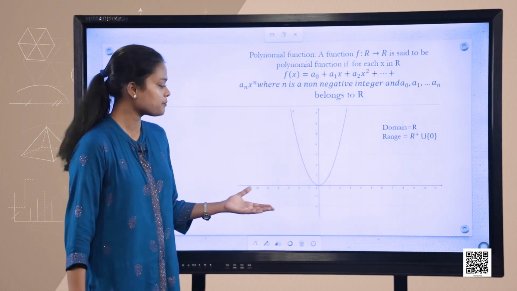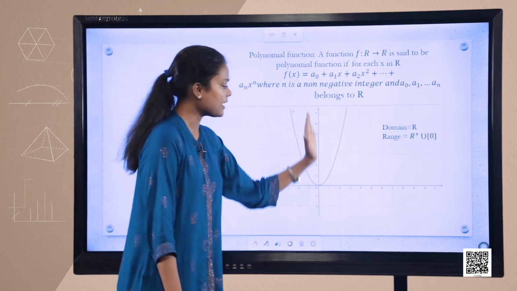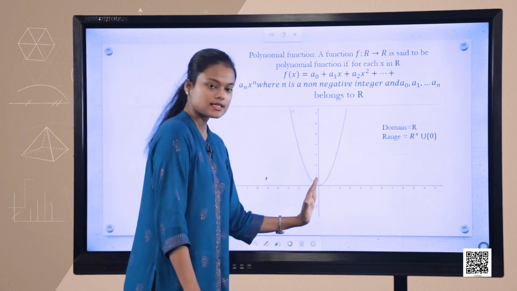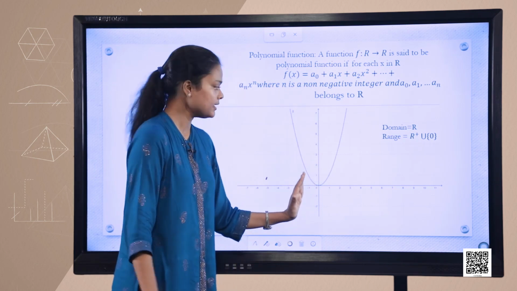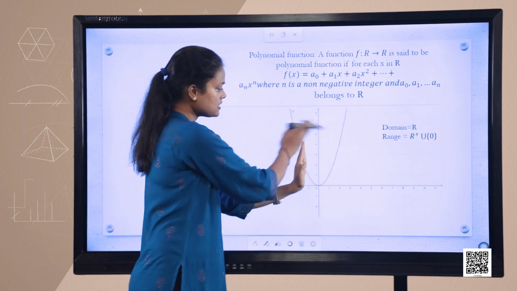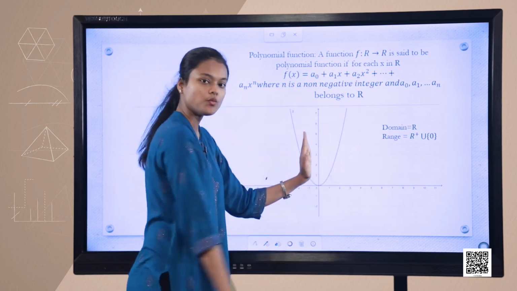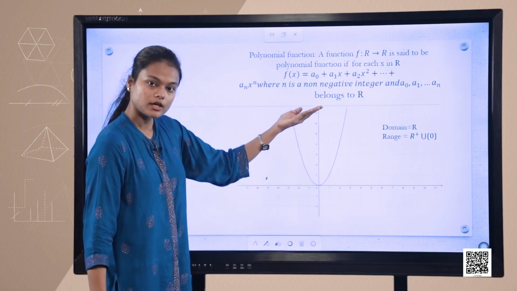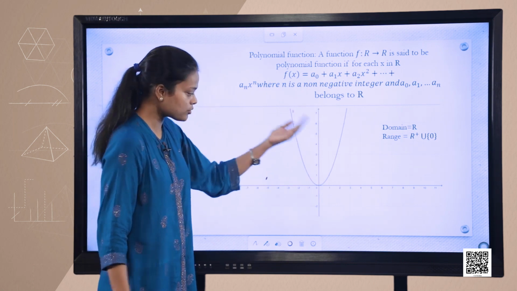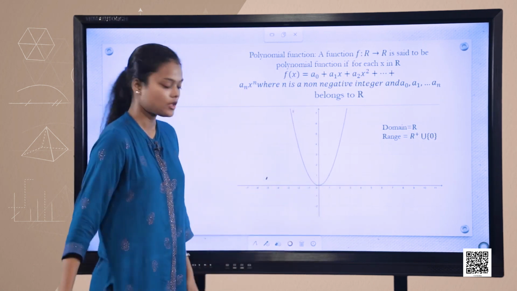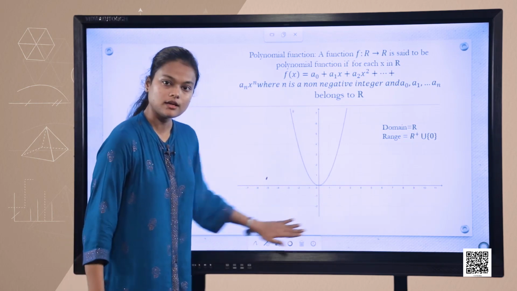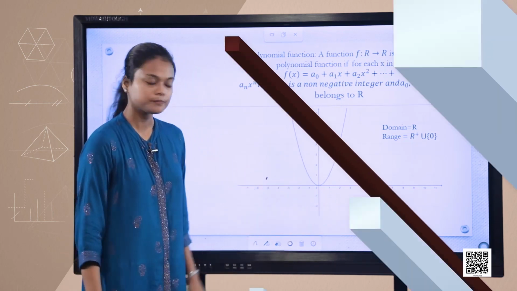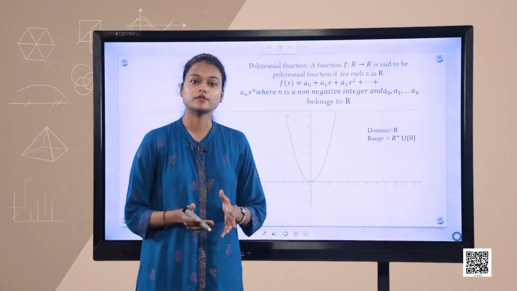Graph is like this, where you can see that the y-axis is acting as a symmetrical line and the graph is the same as what is there in the first quadrant. Since we are having all positive real numbers, the graph will be in the upward portion of the x-axis. No graph will be there in the negative part of y. So such functions are said to be polynomial functions.